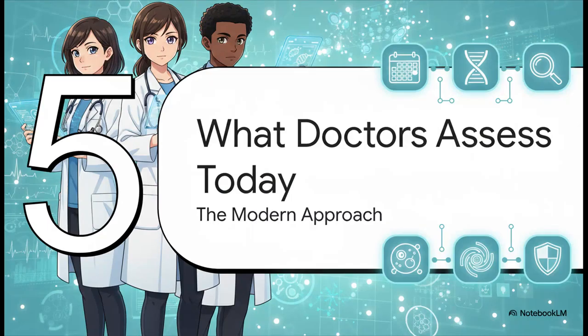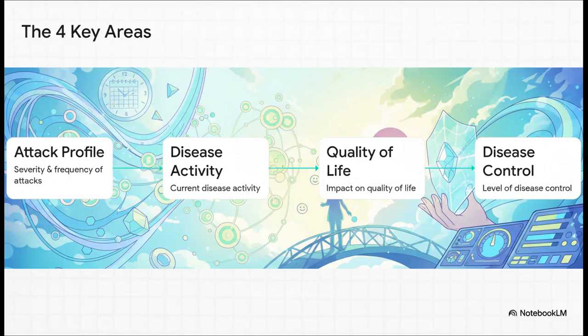So, after this whole journey, this entire evolution in thinking, what does it all look like in the clinic today? How do doctors actually put all these pieces together for their patients? Well, it boils down to this really comprehensive four-part check-in. They look at the attacks themselves, how severe, how frequent. They measure that recent weather, the current disease activity. They ask about the impact on a person's quality of life, which is crucial. And finally, they assess how well the current treatment plan is actually working to control the disease. It's about seeing the whole picture.